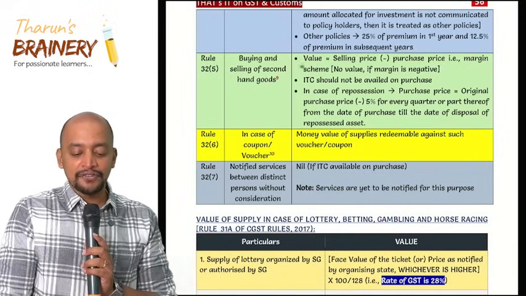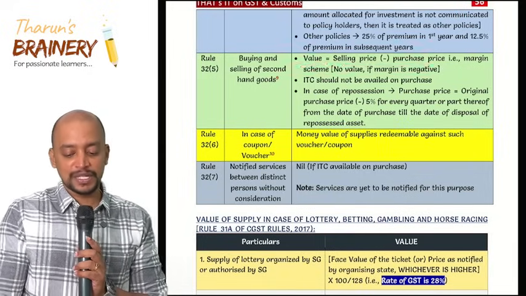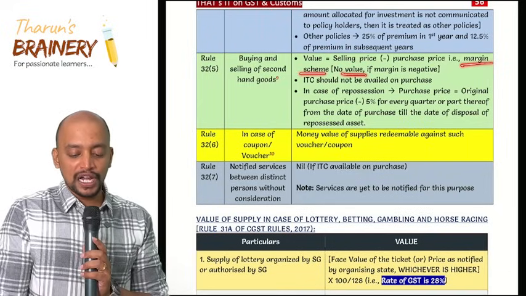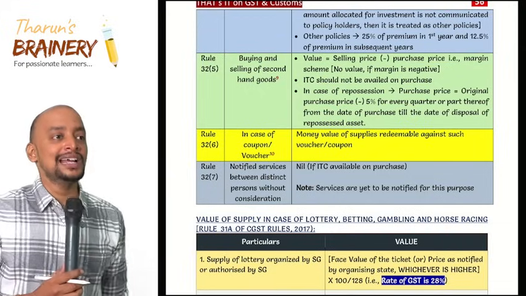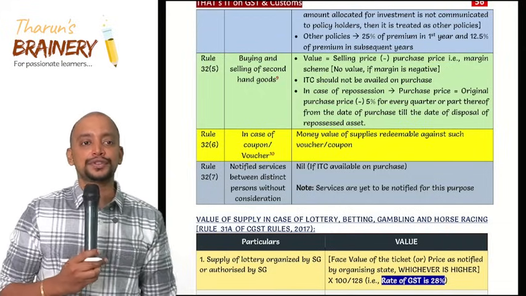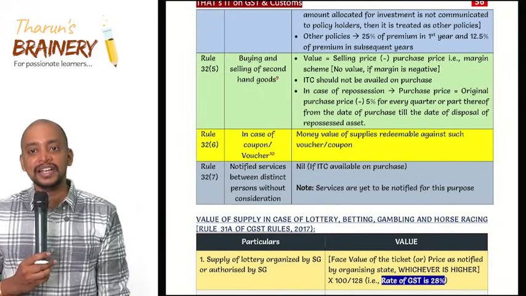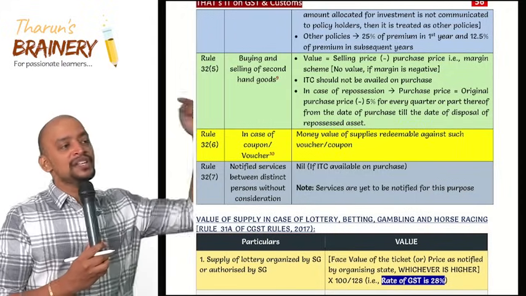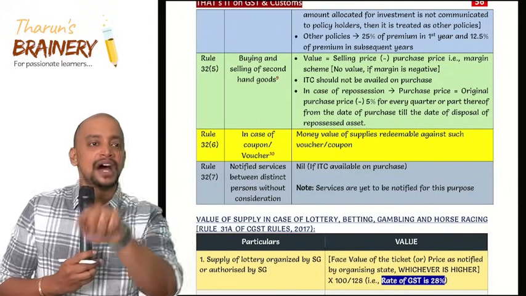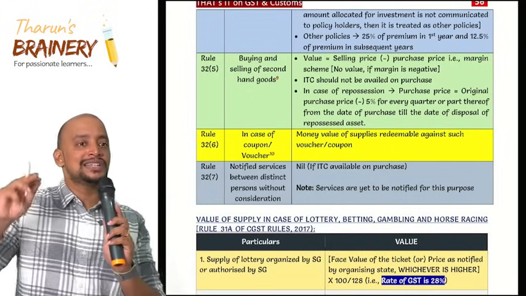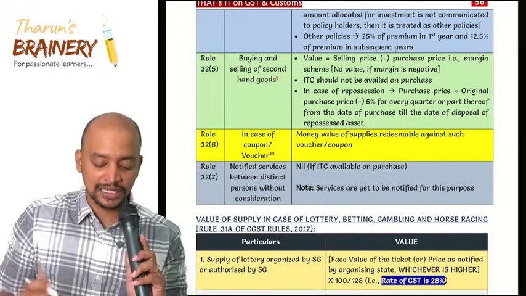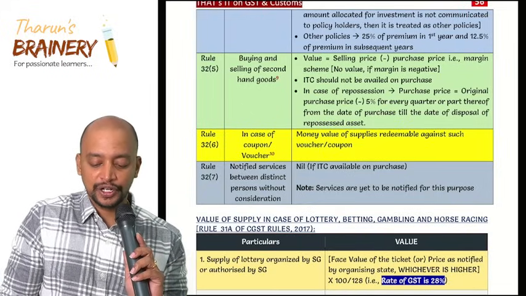So see this, value equals selling price minus purchase price, that is the margin scheme. No value if the margin is negative. And one important condition is that at the time of purchase of the second hand goods, I should not avail the ITC, because if I avail the ITC, I am already enjoying that benefit. Again I am getting the margin scheme also, so they will not give both. So if I am availing ITC, I should pay GST on the full sale value, not on the margin. So ITC should not be availed on purchase.